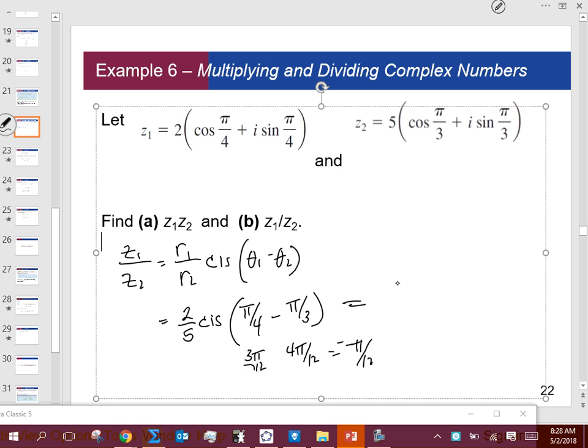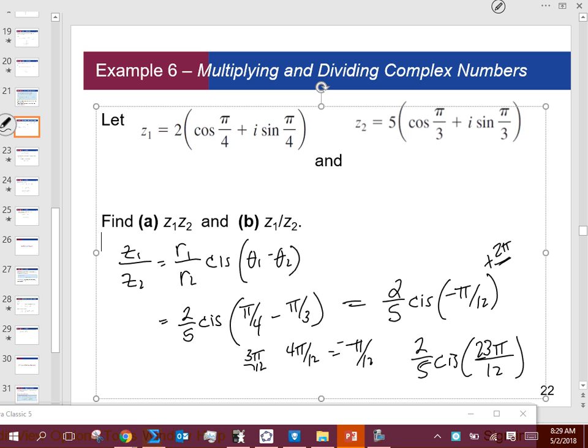And that's okay to write it that way. If you want to go 2/5 cis negative pi over 12. Okay, but negative pi over 12, maybe some people don't like that. Is that the same thing as 23 pi over 12? Can I add 2 pi to that argument so that it becomes positive? Okay, those are all options.